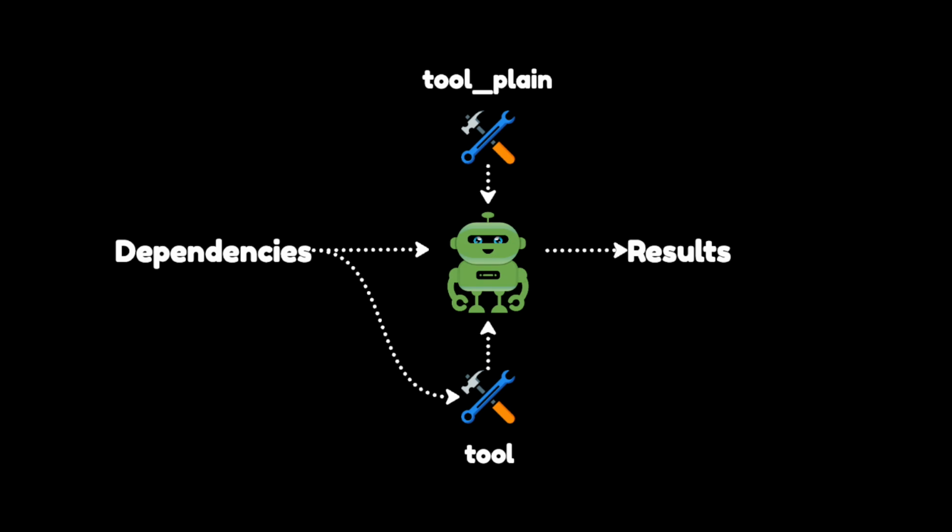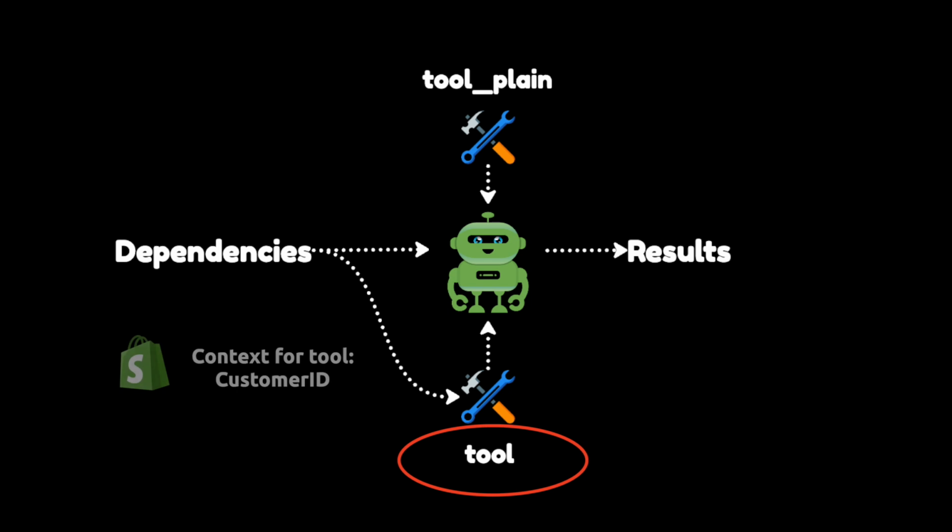In Pydantic AI, there are two types of tools. There are plain tools. Those are the tools that you are familiar with from other frameworks. And then there are tools that need access to the agent context in dependencies. Now, in our case, the dependencies include a customer ID. So if a tool needs that customer ID to make an API call, well, it needs access to the dependencies.